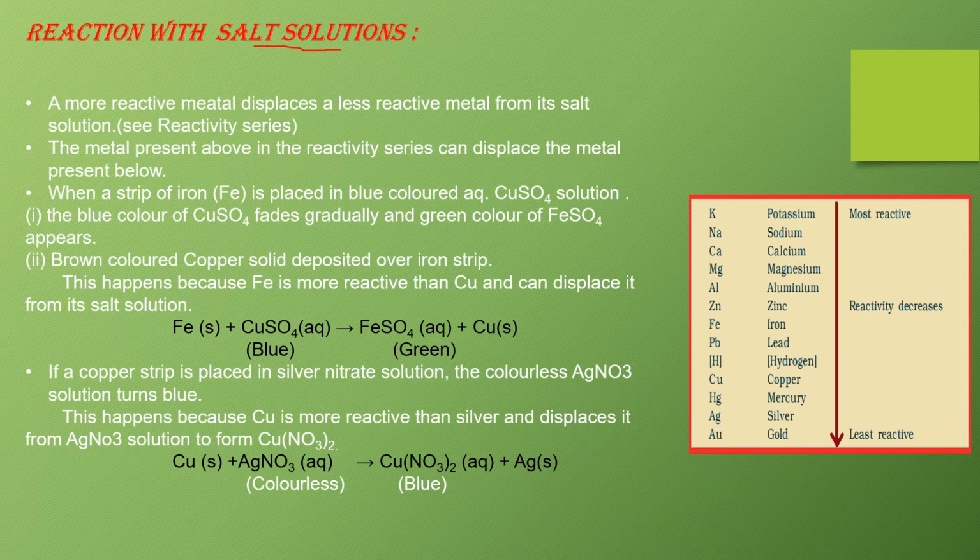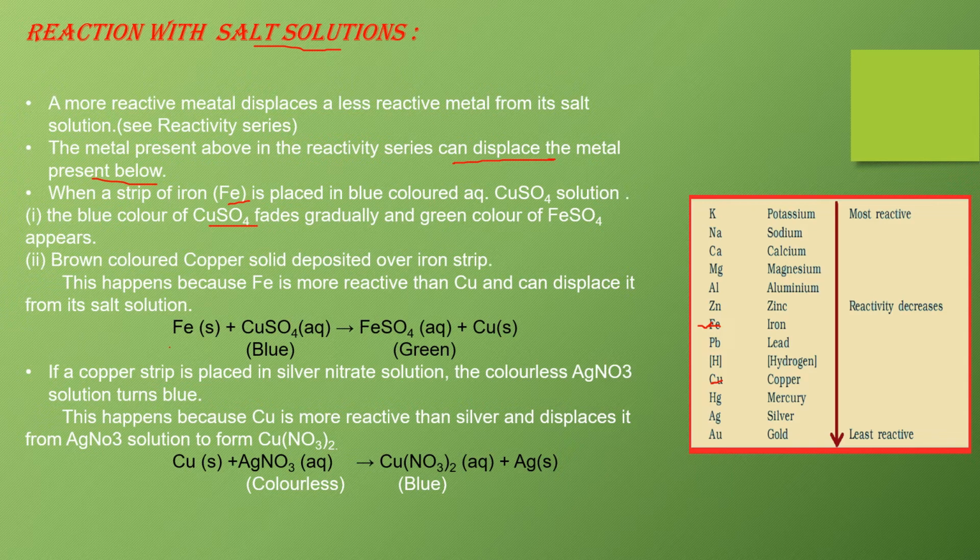This is displacement reaction actually. We know that the more reactive metal displaces the less reactive metal from its salt solution. So the metal present above in the reactivity series can displace the metal present below it. Now example I am taking, when iron reacts with copper sulfate. You know that iron is above the copper. So iron is more reactive than copper and it displaces the copper from its salt solution.